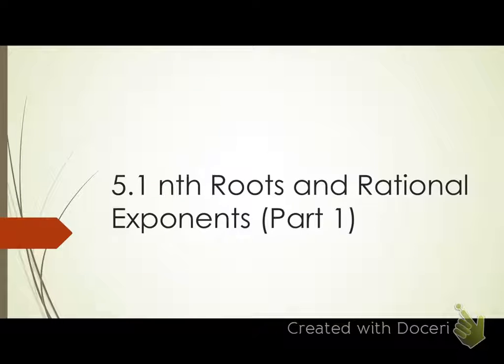So we're moving on to a new chapter. This will be the only new lesson this week due to swag week. So this is just part 1 of 5.1 notes. We'll finish up these notes next week. So let's just jump into 5.1, nth roots and rational exponents.